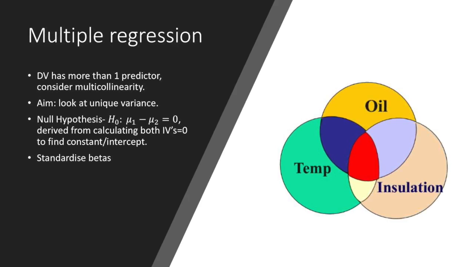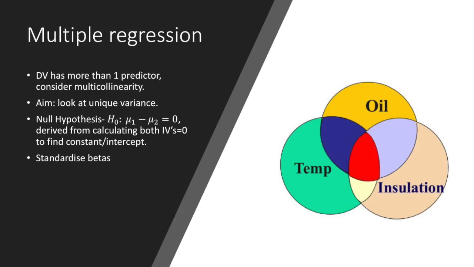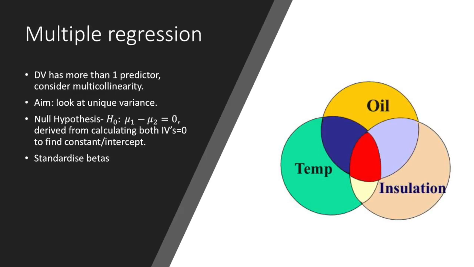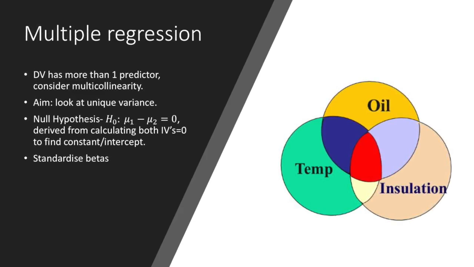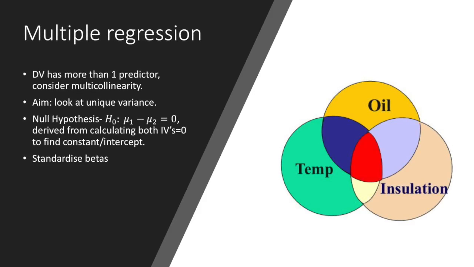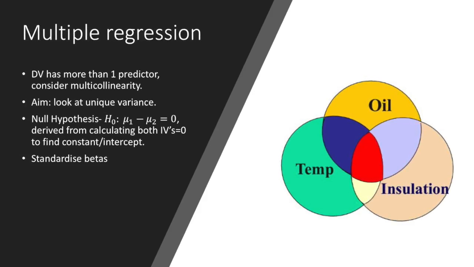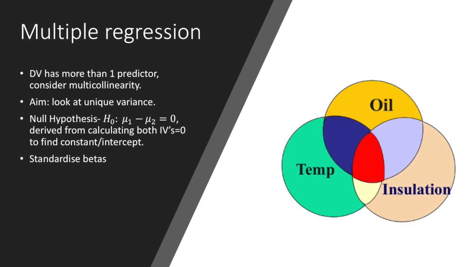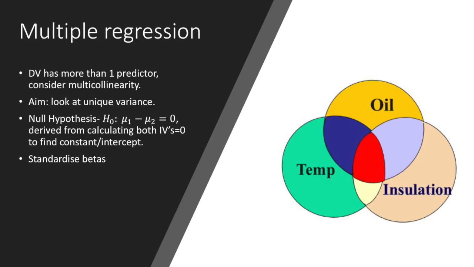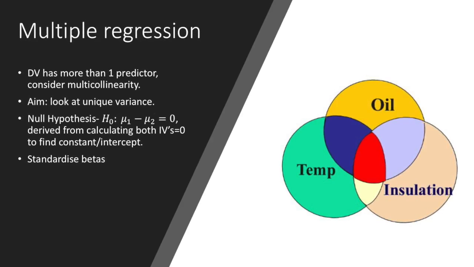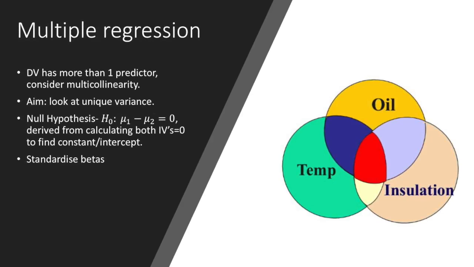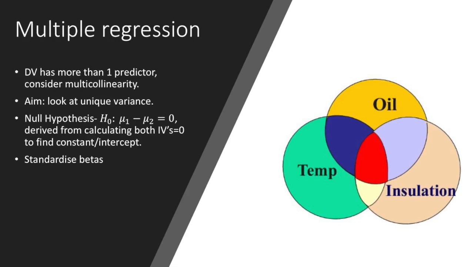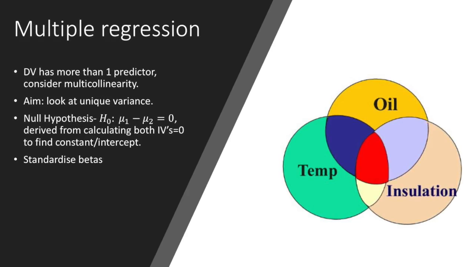Our hypothesis in a multiple regression would be that H0, the null hypothesis, has mu1 minus mu2 equals 0. Basically stating that there is no difference between the average of variable 1 and the average of variable 2, in that both IVs, both independent variables, would equal 0. There's no difference between them, and they don't really have an effect.